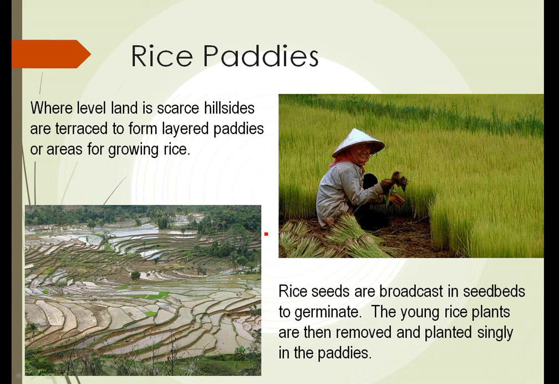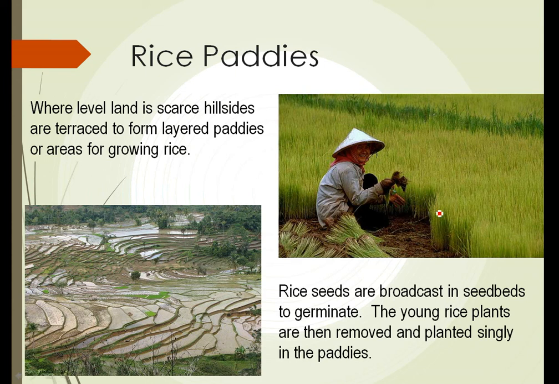Now, as I said, rice is probably the number one grain in terms of number of people dependent on it. And because it requires standing water to grow, it requires relatively level fields so that the water will stand in the fields. In places where there's not much available level land, the land has been terraced into rice paddies in layers, as we can see in this picture on the left.